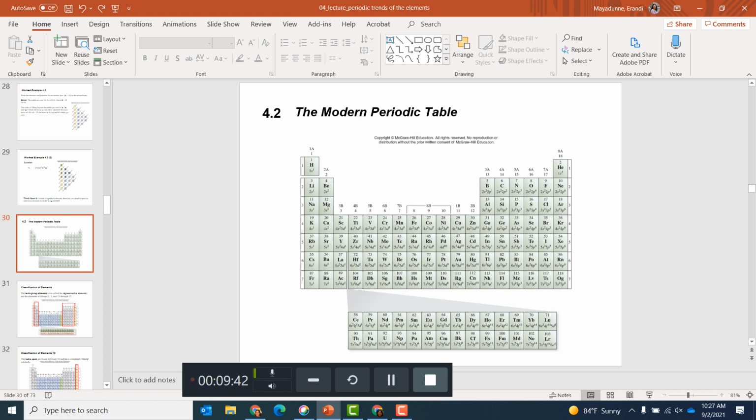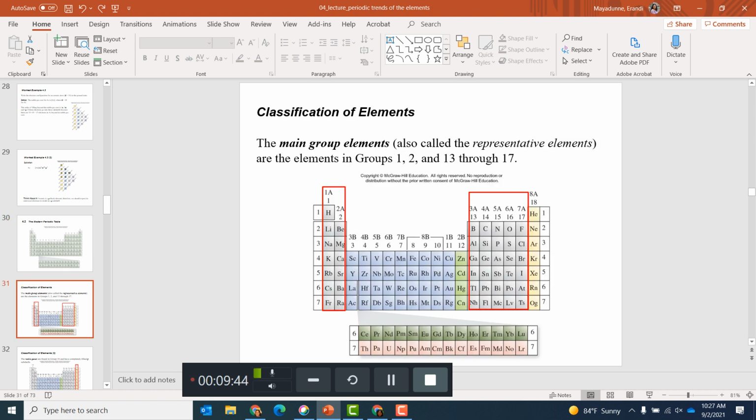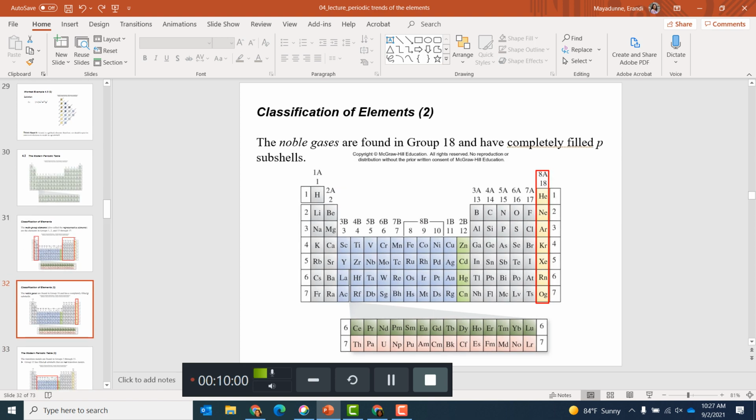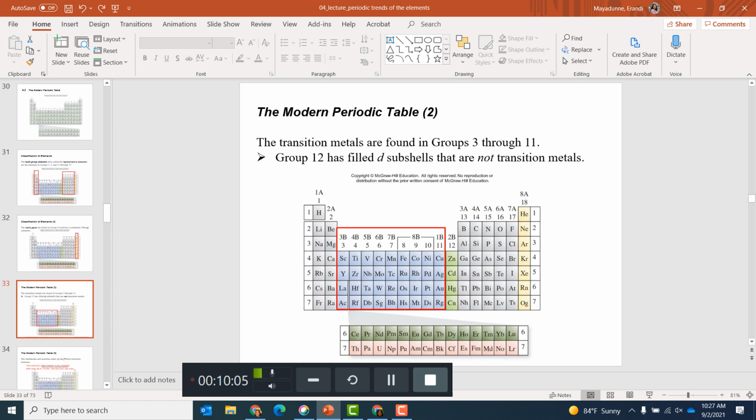We are talking about some trends of the periodic table. We call these the main group elements. This is the s block, p block, d block, and f block. We call these the lanthanides and actinides, and this shows the periods. Only noble gases have fully filled p subshells, and then these are the d block.